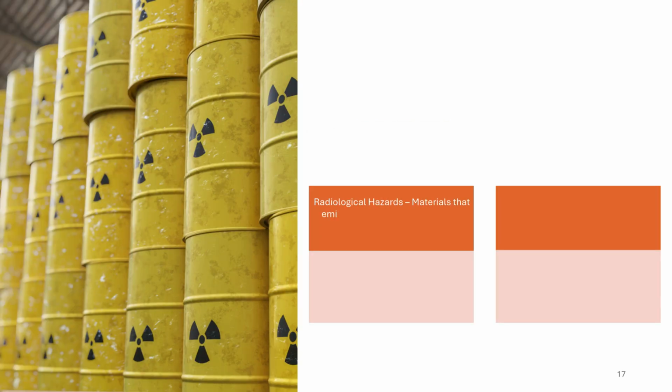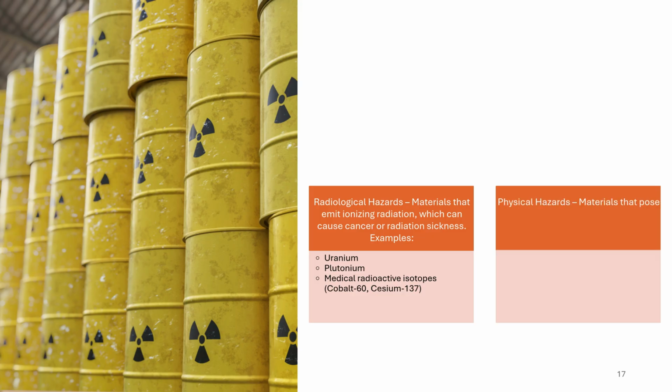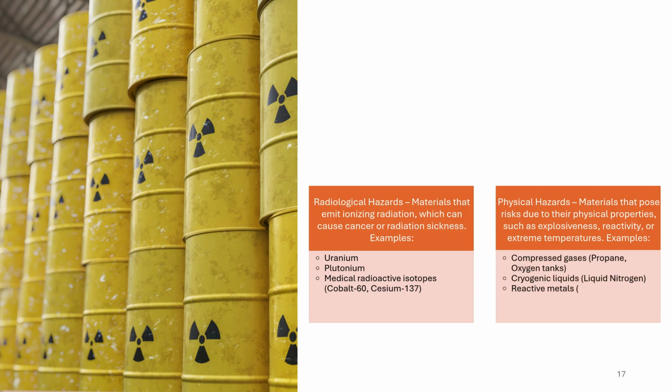Radiological hazards. Materials that emit ionizing radiation which can cause cancer or radiation sickness. Examples: uranium, plutonium, medical radioactive isotopes, cobalt-60, cesium-137. Physical hazards. Materials that pose risks due to their physical properties, such as explosiveness, reactivity, or extreme temperatures. Examples: compressed gases, propane, oxygen tanks, cryogenic liquids, liquid nitrogen, reactive metals, sodium, magnesium.